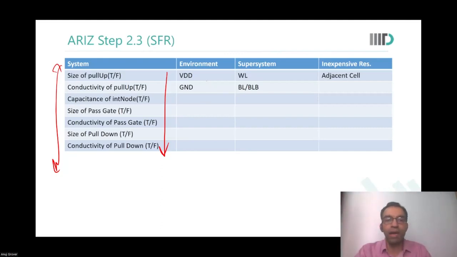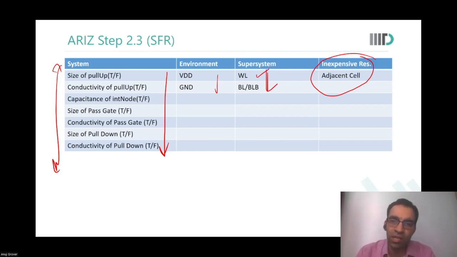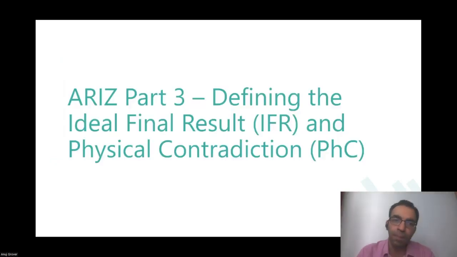And I write down the environment resources also. Supply levels, word lines, bit lines, everything I try to write down. And I also write down inexpensive resources. Could the adjacent cells, there's a cell right next to it, can I use it? These are inexpensive resources, which you may not have put in the engineering system initially. But you just then see, can the adjacent cell also be used somehow? Then you go to defining the ideal final result and the physical contradiction.